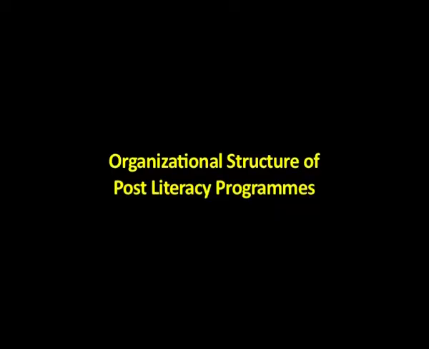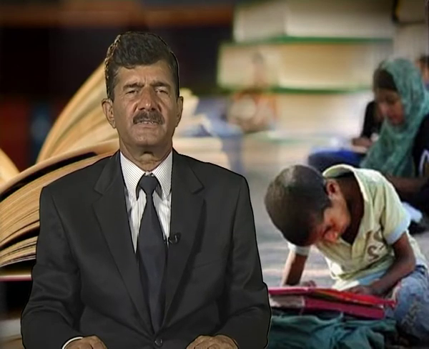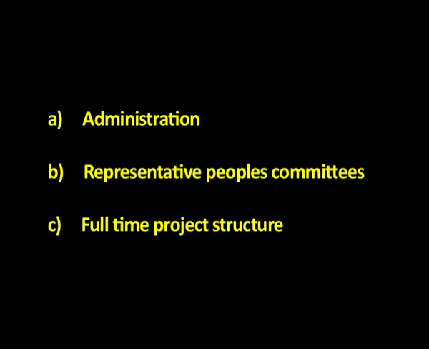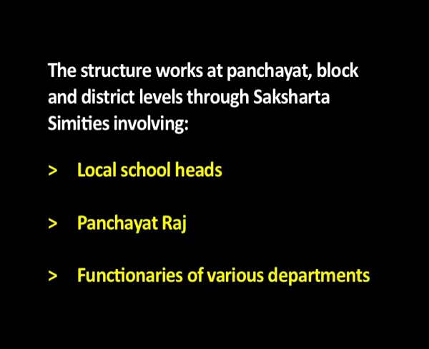Now, let's also know about the organizational structure of post-literacy program. In order to ensure success, an organizational structure has been set up which rests on three main pillars, and these pillars are administration, representative people's committees, and full-time project structure. The structure works at panchayat, block and district levels through Saksharta Samitis involving local community, representatives of NGOs, youth, local school heads, Panchayat Raj and other functionaries of various departments.